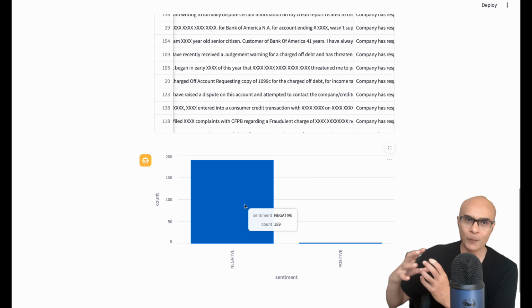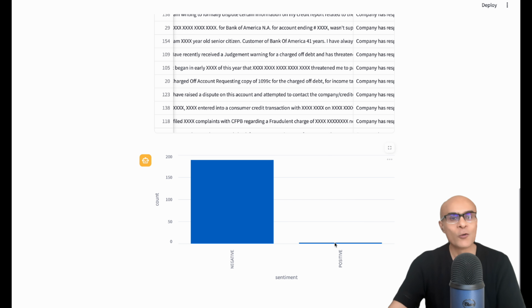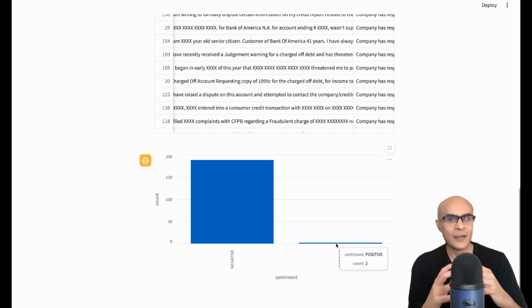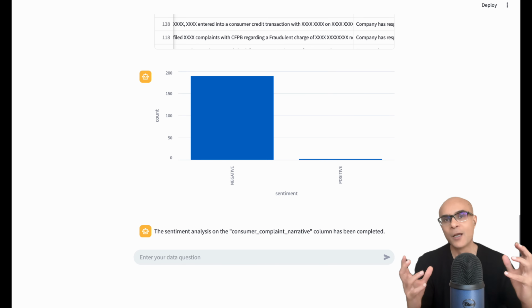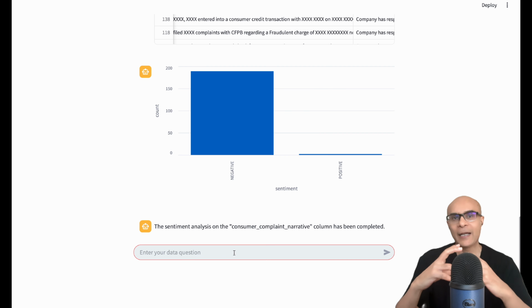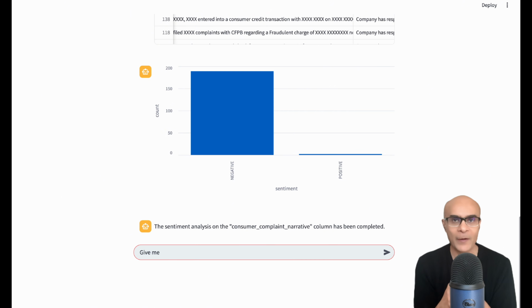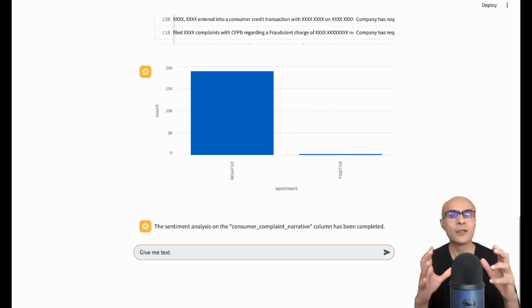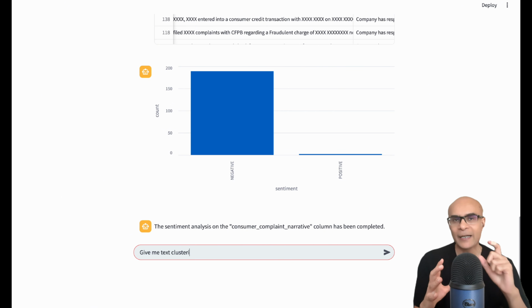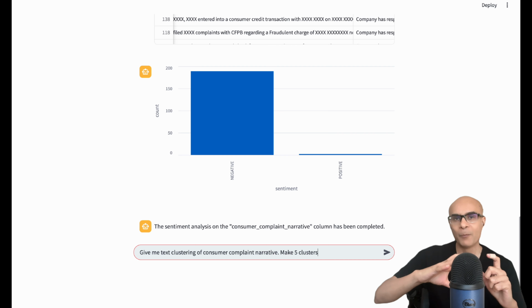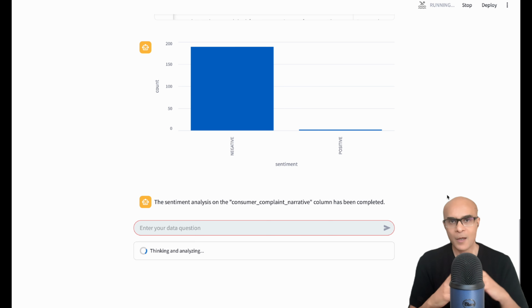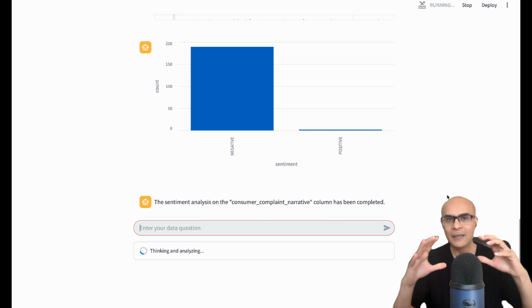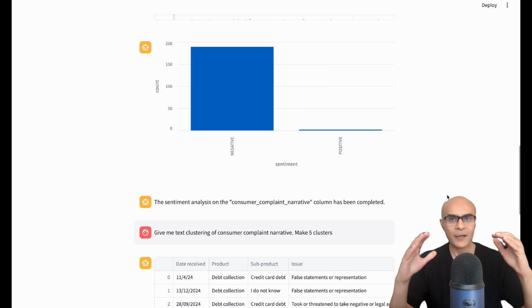and then move towards complaints which have a low probability score. Now let us go to another interesting analytics, which is text clustering. Text clustering is going to help us group similar looking text together, or similar looking complaints together, so that they can be managed effectively. So let us give a question to Data Jarvis: give me a text clustering of consumer complaint narrative and make 5 clusters.